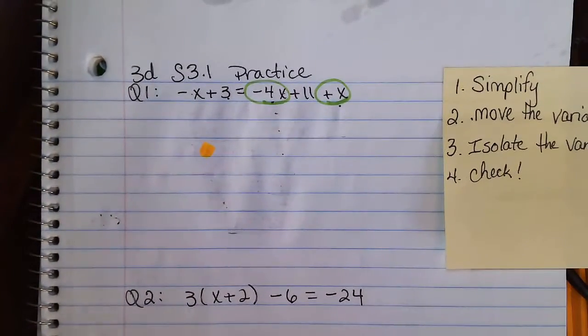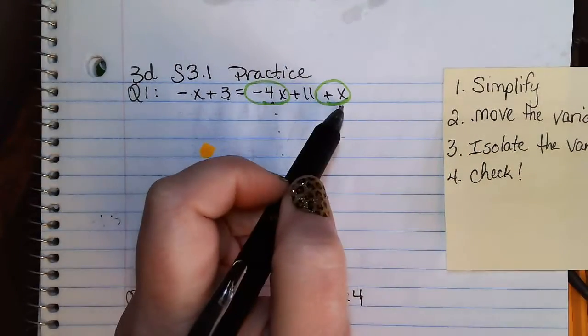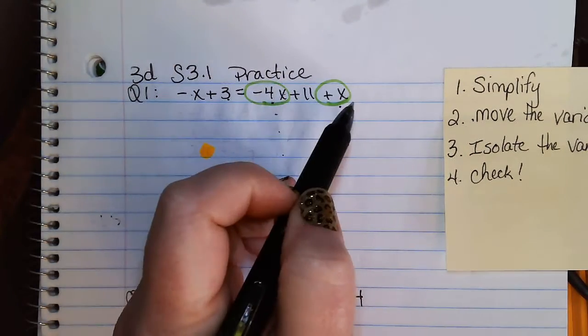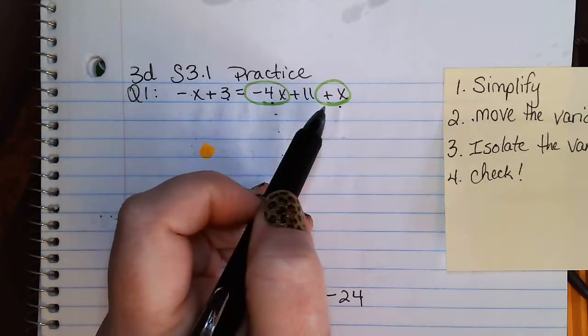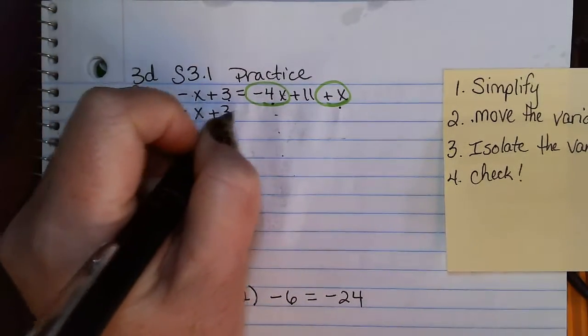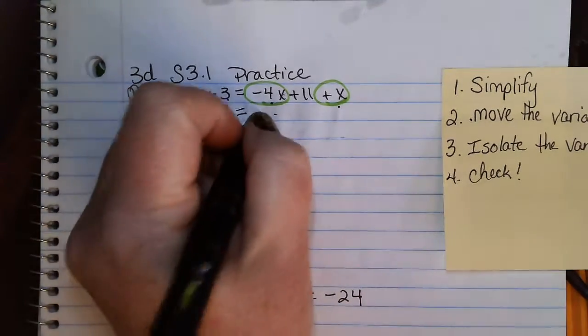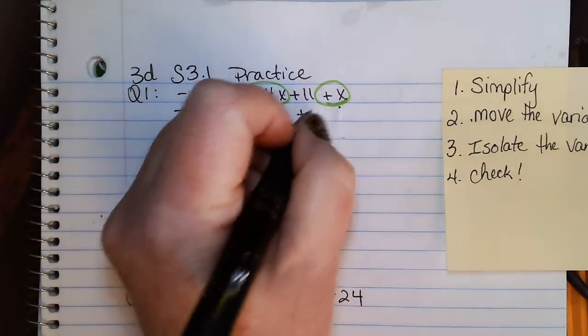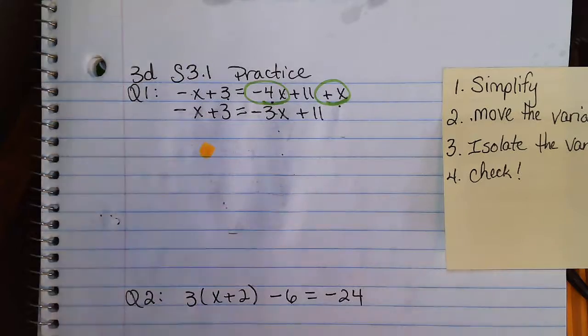So we are going to start by simplifying, combining like terms. So negative 4x plus x, we are going to combine into negative 3x. I'm going to rewrite what I have on the left. And here I have negative 3x plus 11.